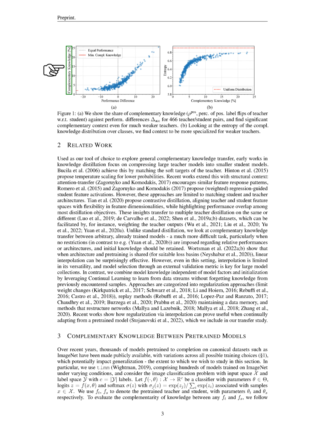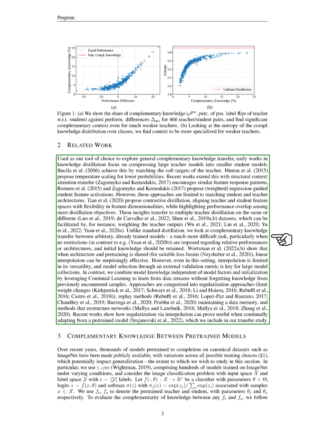Section 2. Related work. In this section, we'll discuss the related work and our approach to studying the transfer of complementary knowledge between different machine learning models. In the early days of knowledge distillation, the focus was on shrinking large models into smaller ones. This was achieved by aligning the soft targets of the larger model. Some researchers suggested using temperature scaling to lower probabilities. More recent work has expanded on this by incorporating structural context.